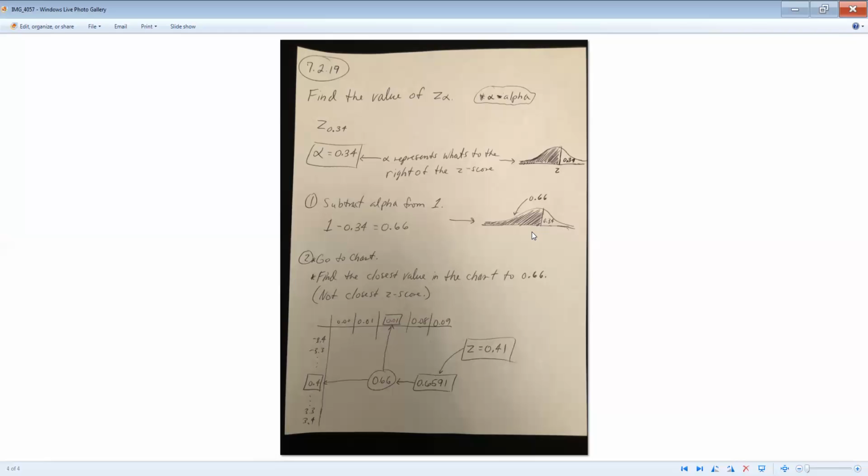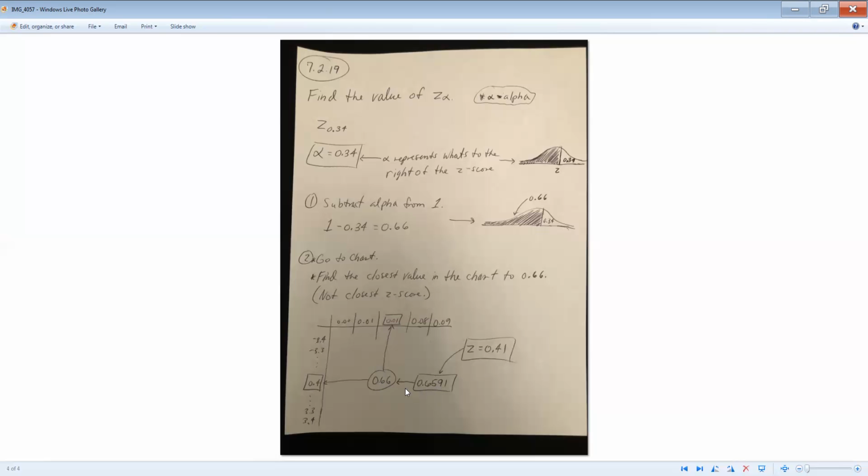Now we go to the chart to find the closest value in the chart to 0.66. So we're not looking for the closest Z-score. We're looking for the closest value in the chart. So we go into the middle of the chart and look for 0.66. And that value is actually 0.6591. 0.6591 is the closest value on the inside of the chart that we have to 0.66.